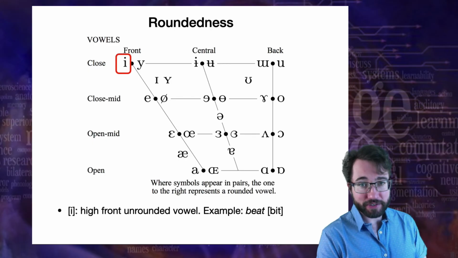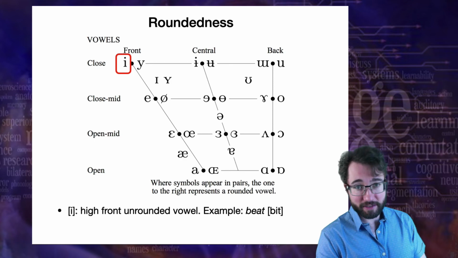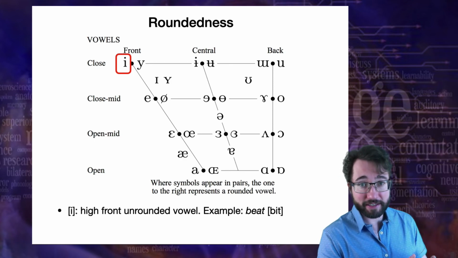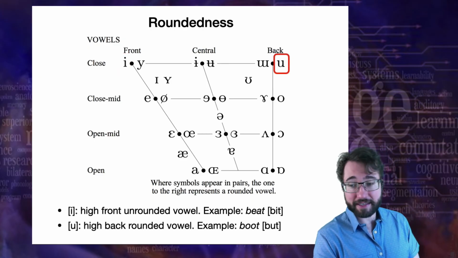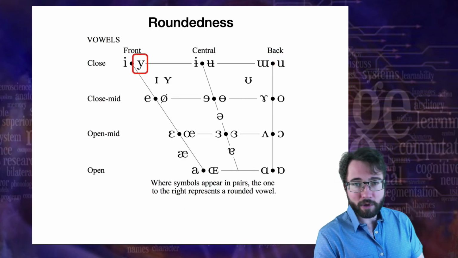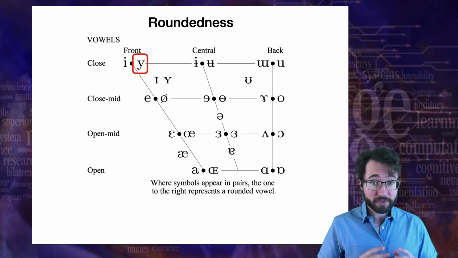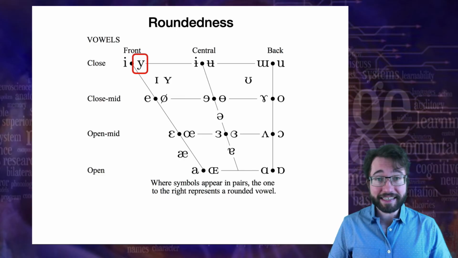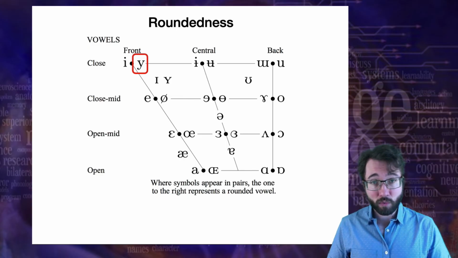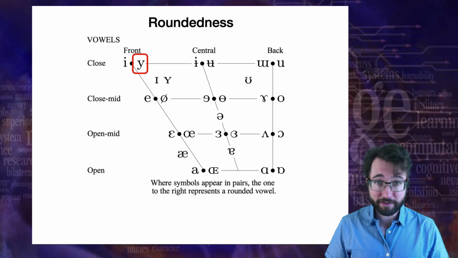So E we would describe as a high front unrounded vowel. You might even specify that further. For the special case of English, you would say it's a high front unrounded tense vowel, E. And U is the high back rounded vowel. Now what would this be? On the International Phonetic Alphabet chart, the symbols for vowels are given in unrounded, rounded pairs. So E is the unrounded one, and the Y there would spell the rounded version of that same vowel.